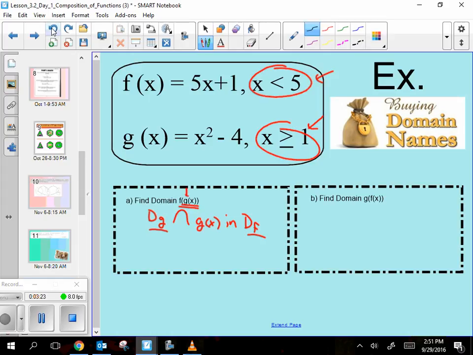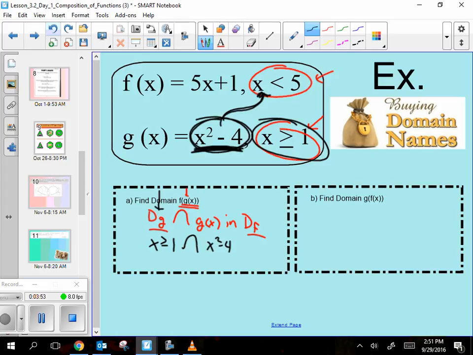So let's just kind of do the prescription here. It's domain of g, which is what? It's right here. It's x is greater than or equal to 1, intersected with g of x in the domain of f. Here's g of x, and I'm going to put that into the domain of f. The domain of f is x is less than 5, so I've got to put this into that. So now I've got x squared minus 4 needs to go into this, and I say that is then less than 5.